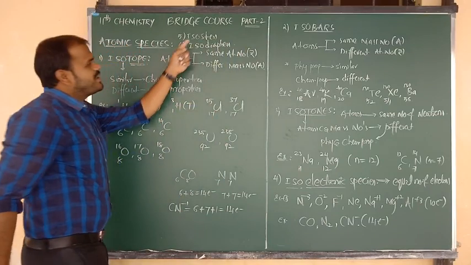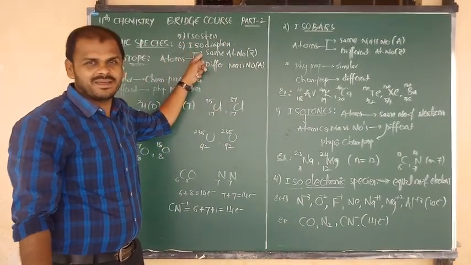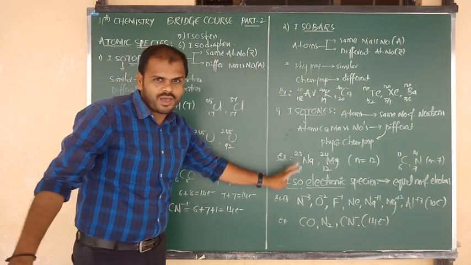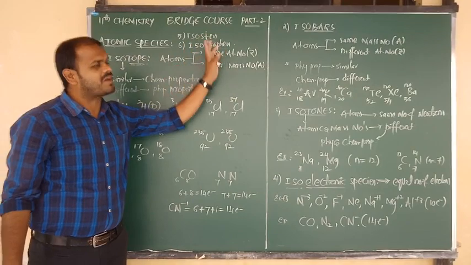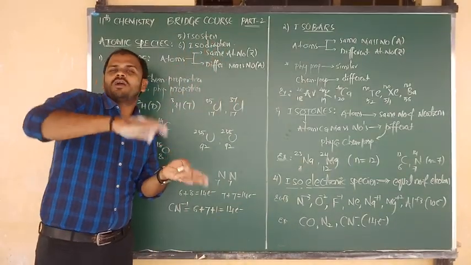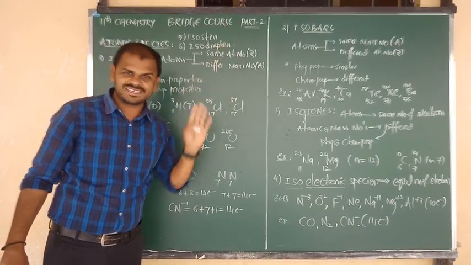Okay beta, so information about the isosters and information about the isodiaphers. Along with these four, already we have studied here. Of the remaining two atomic species, one is isoster, one more is isodiapher. These we are going to discuss in our regular classes in our college.